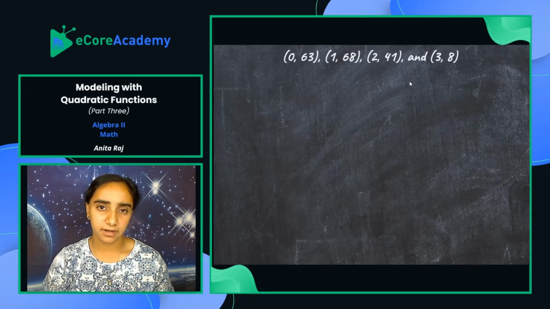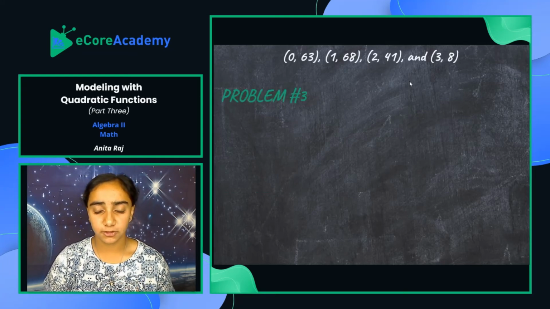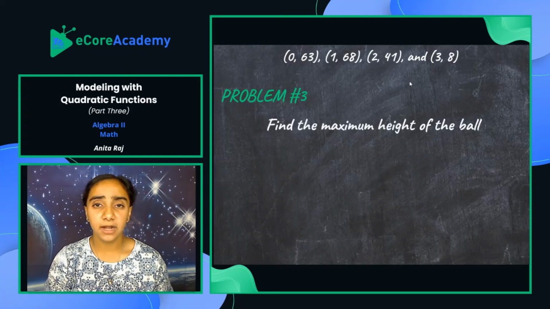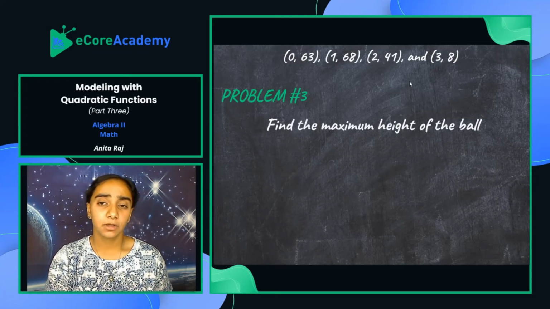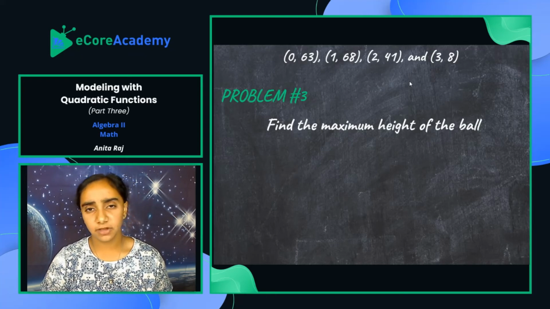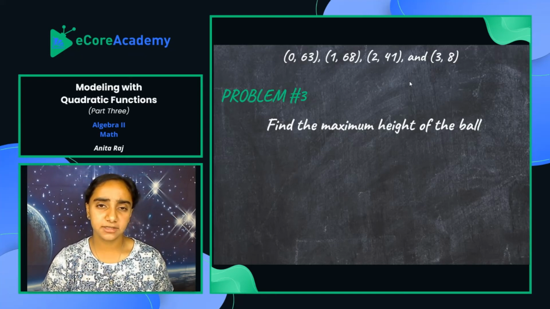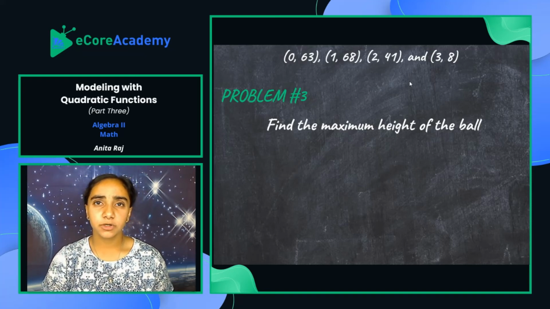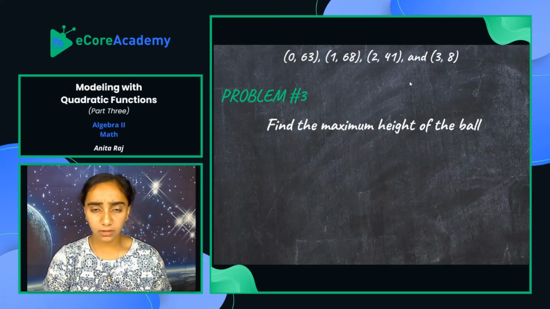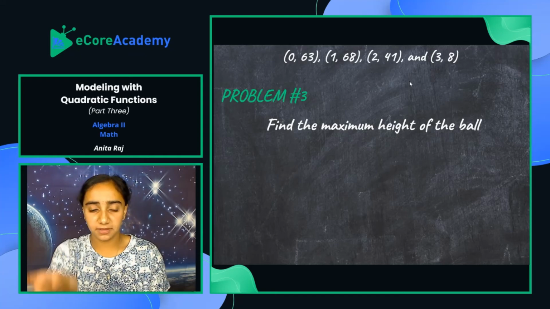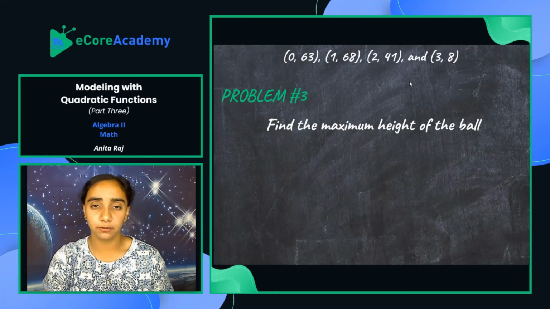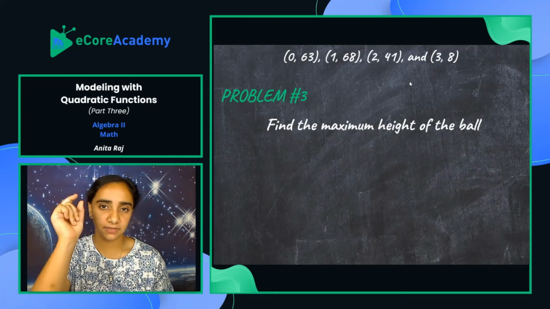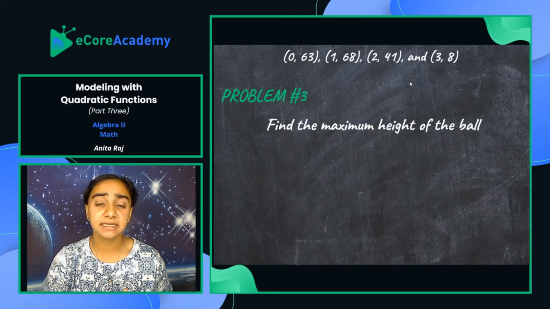The coordinates are written at the top of the screen for you to refer to. So problem number 3. Find the maximum height of the ball. So let's think about this for a second. We already know that we're graphing a parabola because you already saw it on the screen. It's a parabolic shape. So when we're talking about parabolas, if the parabola looks like an upside down U, for lack of a better word, our vertex is at the top. Our vertex is the maximum height. Do you remember? Hopefully you remember that.